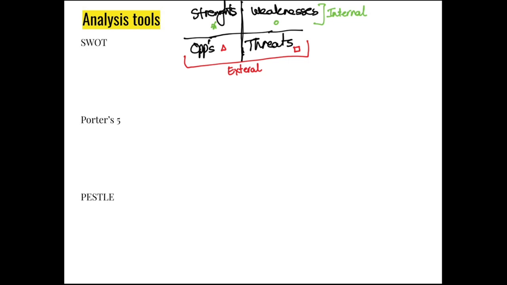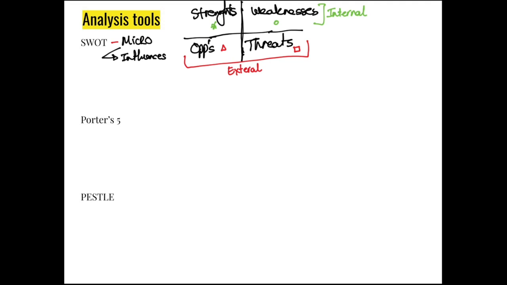So SWOT analysis, you focus on the business itself, because remember, the SWOT analysis is basically focusing on what influences the business from outside. So even though it's the micro environment, you need to look at influences. So that means you look at what makes the business better, what makes the business worse.